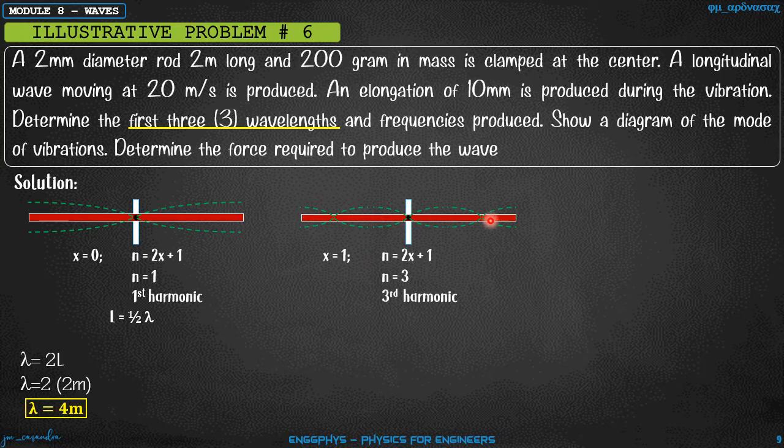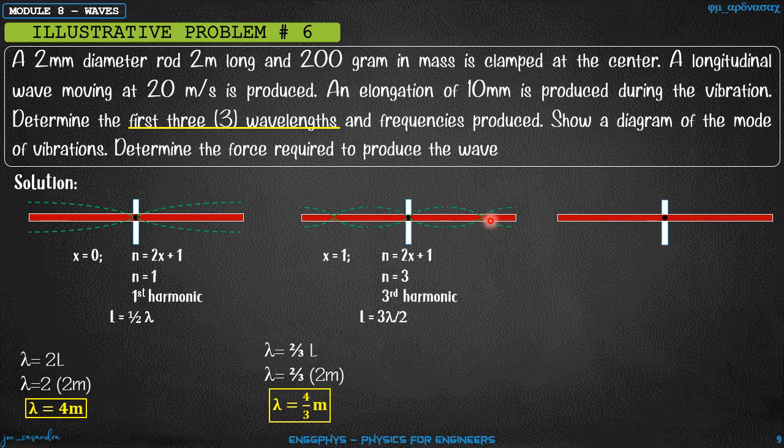So the first overtone is our third harmonic. So we have 1, 2, 3 segments. The length here is equal to 3/2 of the wavelength, or the wavelength is equal to 2/3 of the length. So the wavelength is 2/3 times 2, which is equal to 4/3 meter, or 1.333 meters. Okay. Let's move to the next one.